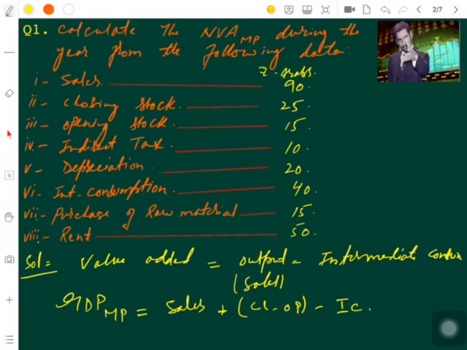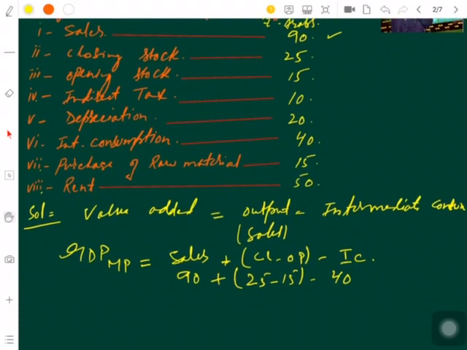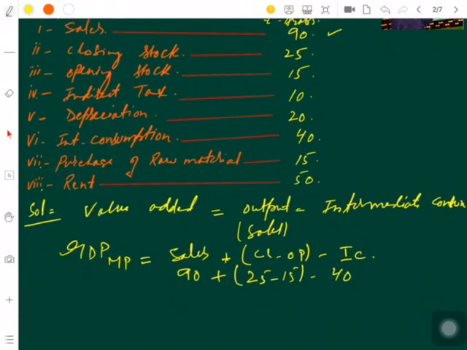So let us look into our particulars whether we have got these very particulars or not. Sales, yes, it is given, it is 90 here. Closing stock, okay, it is given, it is 25, minus opening stock, it is 15, minus intermediate consumption, it is 40. So proceeding with the concept, we will now calculate it, which will come equal to 60.